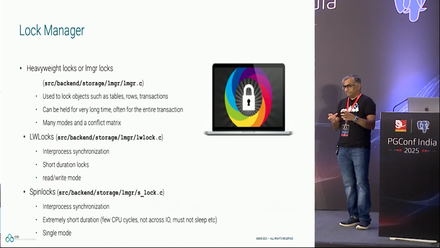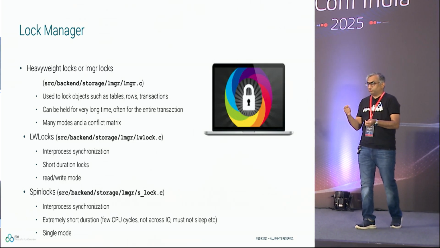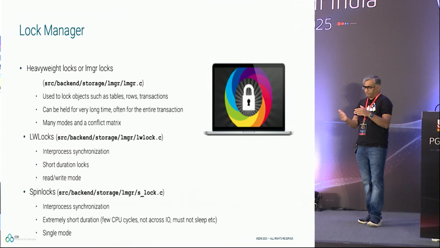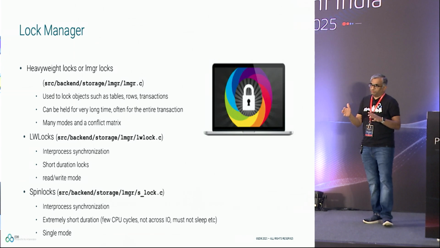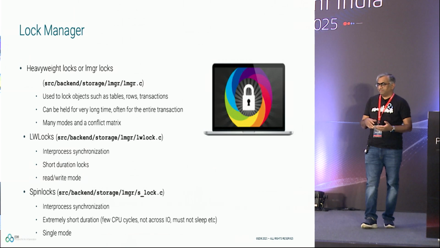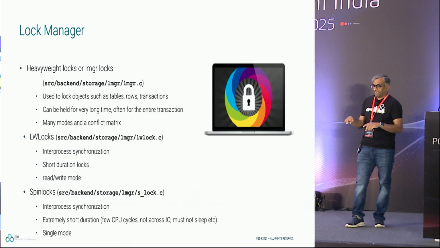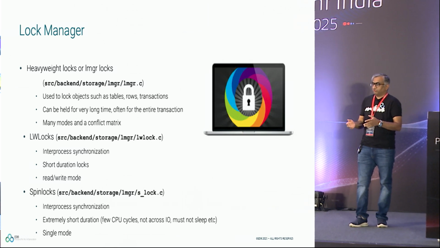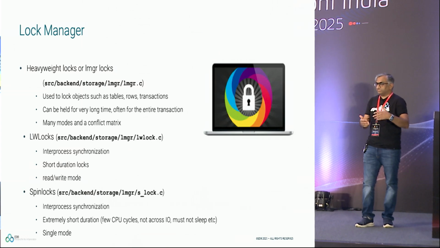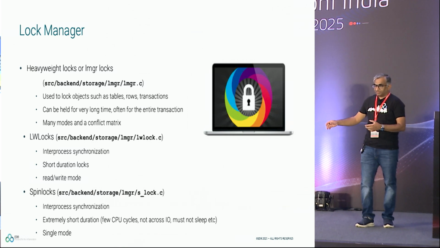These are not as cheap as heavyweight locks, and you are not supposed to hold them very long. You can't detect deadlocks if there is one which involves an LW lock, so you have to be careful with acquiring and releasing these locks. These are like mutexes in Unix systems, and at the most basic level the locks are spin locks, and you don't even have a mode. You can't say that I want to acquire a spin lock for reading or writing. Spin lock is spin lock. Once one process gets a spin lock, no other process is going to get a spin lock.